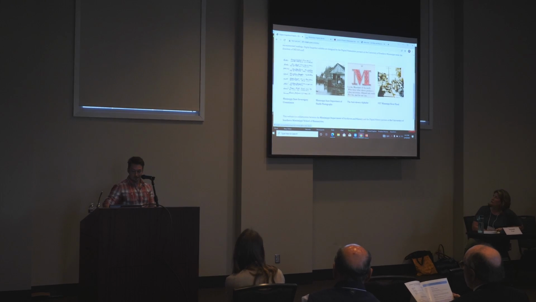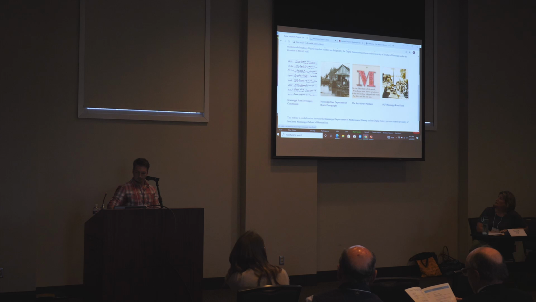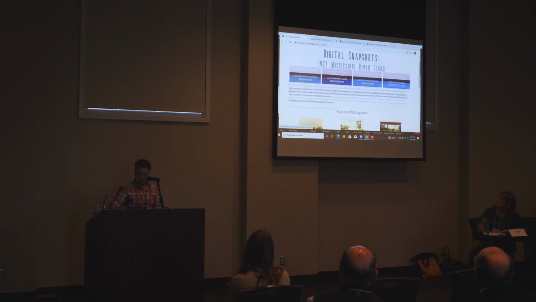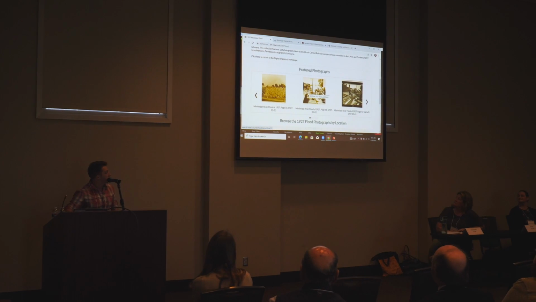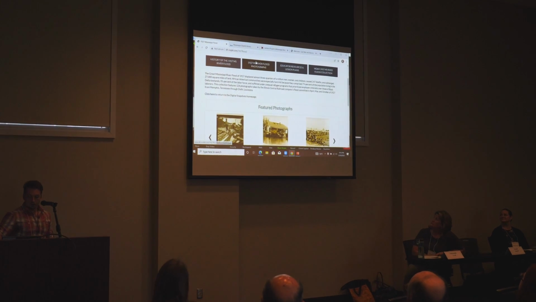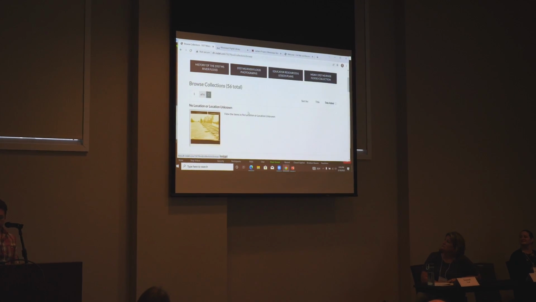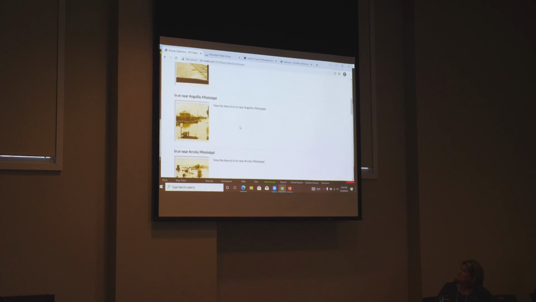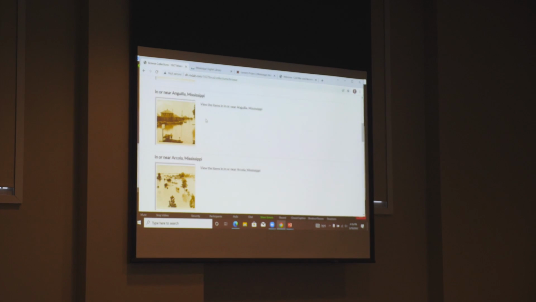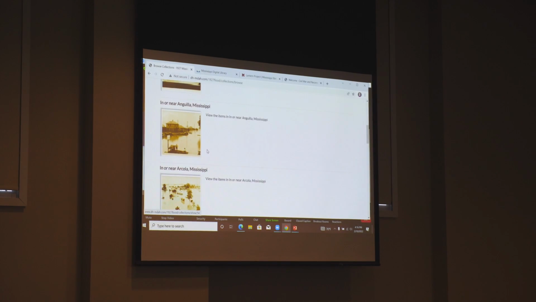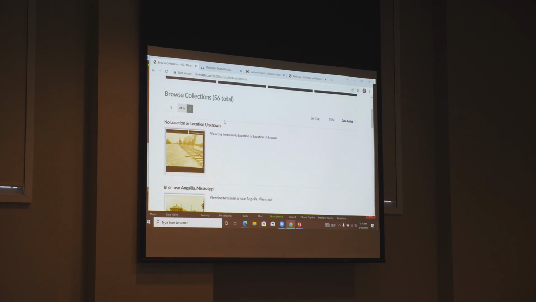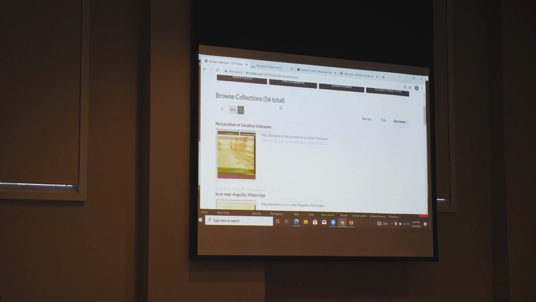So what we try to do here, we'll use the Mississippi flood as an example, is we take a handful of these photographs and we put them into collections. And we try to give them some spatial information. So right here we have in or near Anguilla, Mississippi. And the purpose of this, again, is to make them more accessible, but also make it easier to know what you're dealing with.